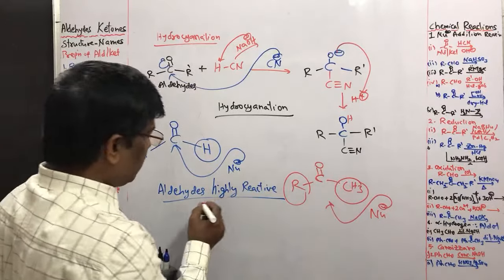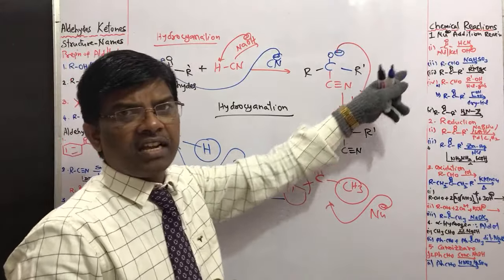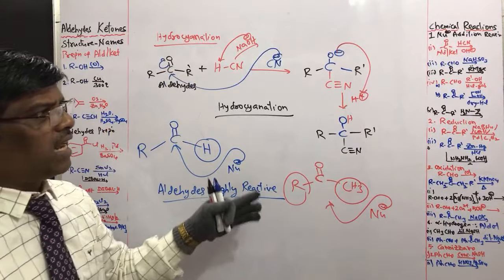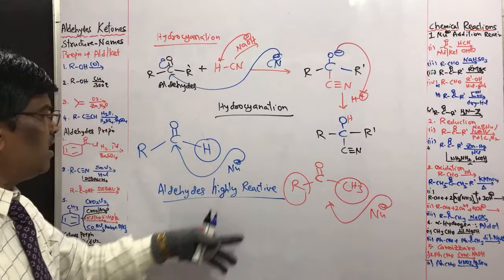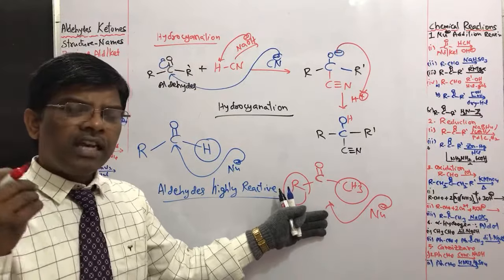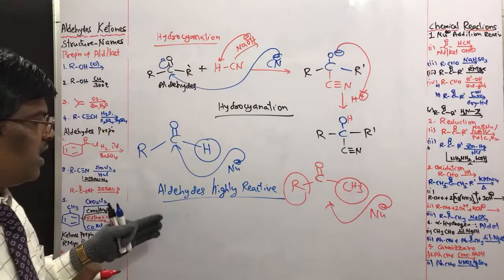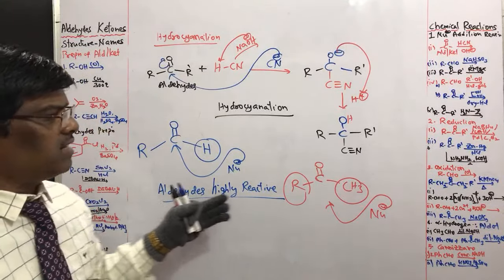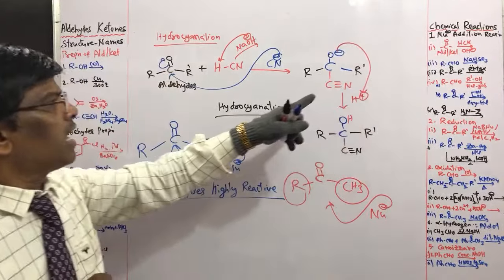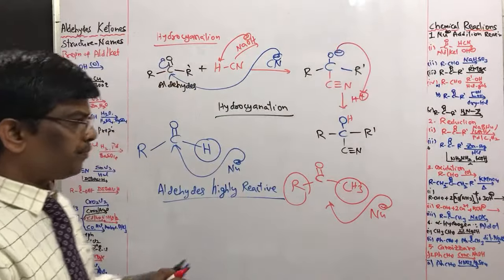So reactivity of aldehydes is more towards nucleophilic addition reaction when compared to ketones. So that is why ketones are less reactive towards nucleophilic addition reaction when compared to aldehydes. Otherwise, yes, ketones and aldehydes undergo nucleophilic addition reaction, but the rate of reaction is faster in aldehydes when compared to ketones. So this hydrocyanation will be carried out on aldehydes, at the same time ketones.